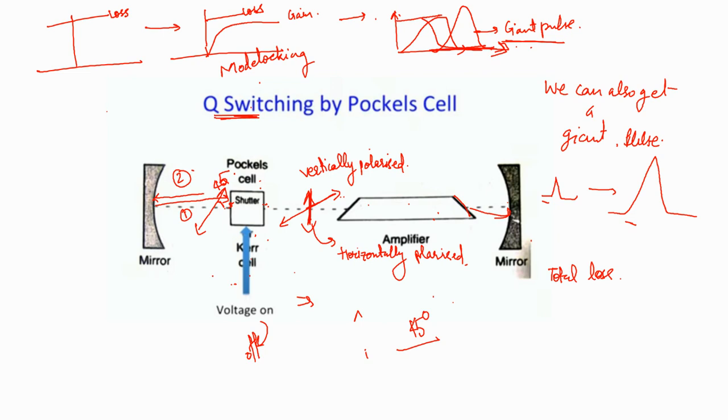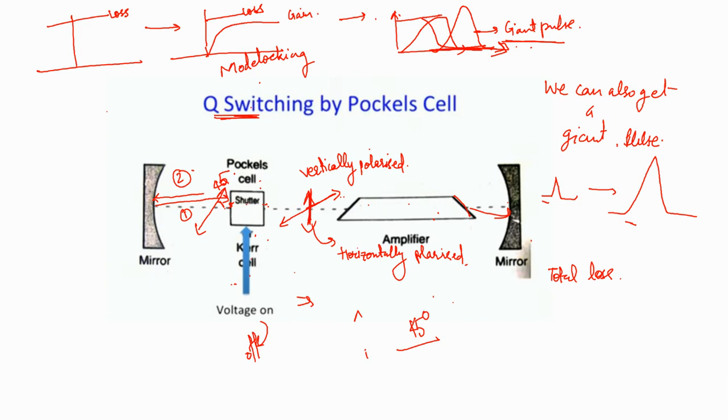How is the Q switching attained? By Q switching, we can get a giant pulse directly from the input laser. What we use is a simple setup of an amplifier, a mirror, a partially reflecting mirror and a Pockels cell. Basically, when the voltage is on or off, the Pockels cell changes the direction of polarization of light. When the voltage is off, it simply acts as a medium where light can pass to and fro.